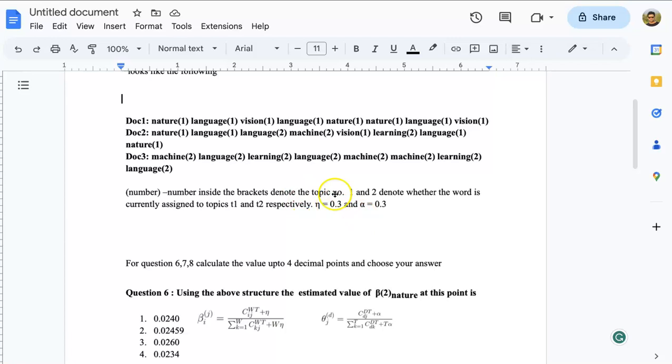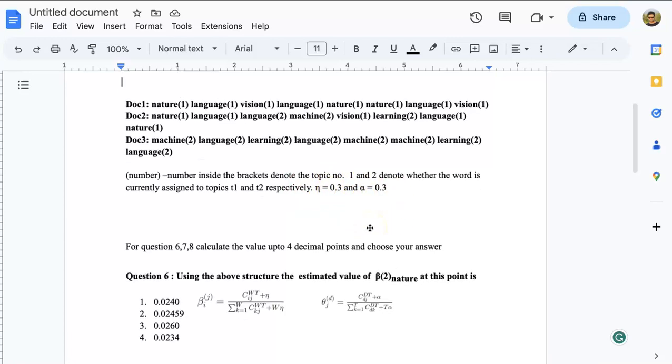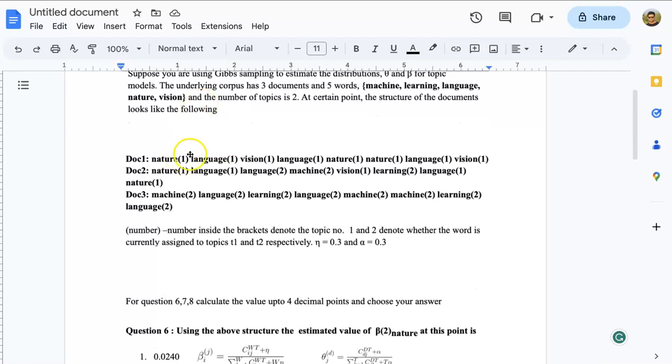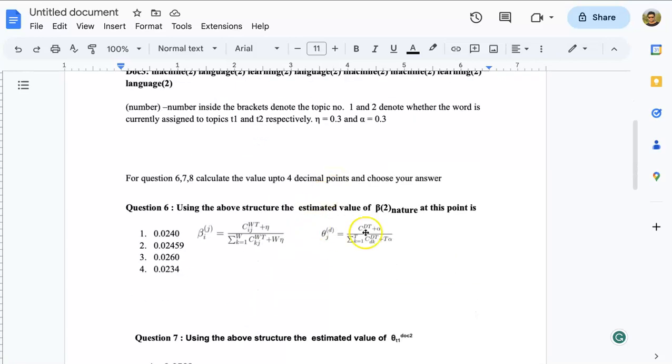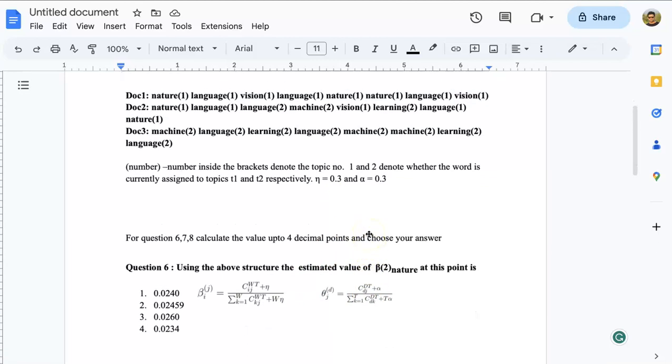Now these eta and alpha values are there. Now you need to calculate these parameters. So beta, nature 2. And if you see in the bracket, all the assignments are already given. So this nature belongs to topic class 1, language belongs to topic class 1. Maybe in document 2, this language belongs to topic class 2. Some in the bracket, the topic classes are also mentioned. Now we need to calculate this. Okay.